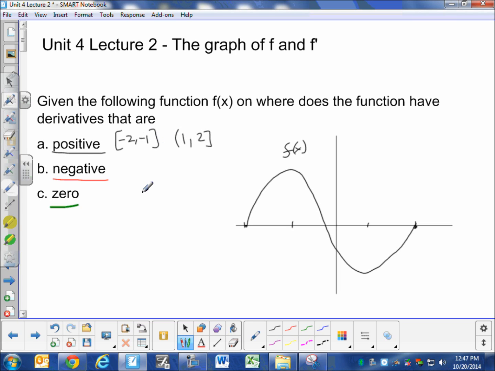I don't really care about this. But we should be able to see that here, the tangents that I would graph, all their derivatives, all their slopes are positive. And here as well. Okay. And between 1 and 2, all the tangent slopes are negative.